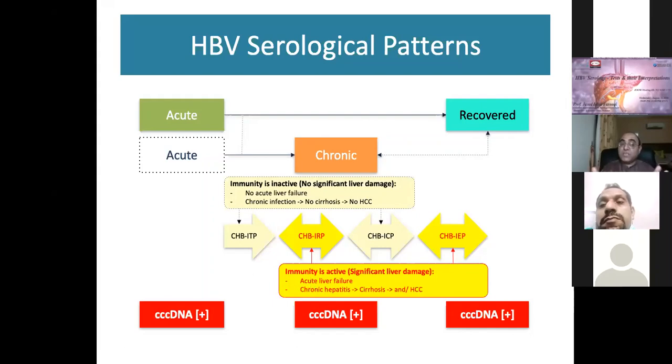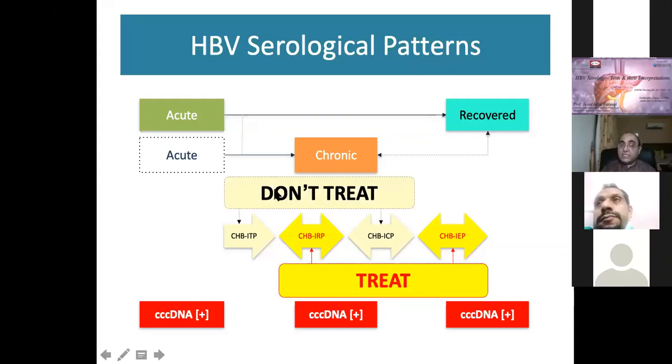But in the other two phases, the immune reactive phase and the immune escape phase, immunity is active against those hepatocytes which harbor the hepatitis B virions. There is significant liver damage because of the immunological attack on those hepatocytes. It can lead to acute liver failure, and in the chronic phase, it will lead to cirrhosis and or hepatocellular carcinoma. So when we understand which phase our patient lies in, it tells us whether to treat or not. If our patient is in the immune tolerant phase or the immune control phase, we will not treat. But if the patient is in the immune reactive phase or immune escape phase, we will treat this patient.